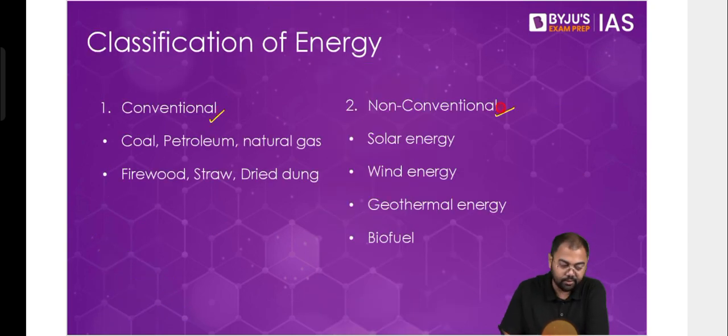Conventional source of energy, of course, is the source of energy which we have been using for quite some time. So coal, petroleum, natural gas, firewood, straw, dried dung, etc. They can also be called conventional, because we have been using them for a very long time. So for example, let's say coal. We know that significant coal usage started after the Industrial Revolution in Europe and then spread to other parts of the world. A big reason for colonization of Asia and Africa has been coal.